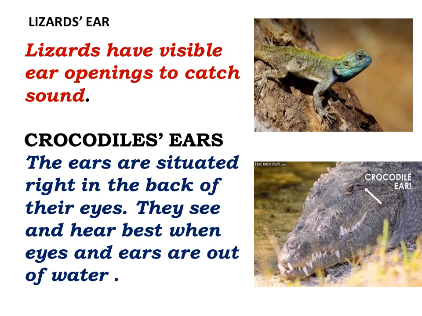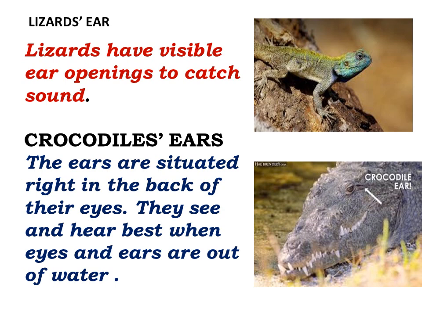Now let us learn about crocodiles' ears. The ears are situated right in the back of their eyes. They see and hear best when eyes and ears are out of water. Their bodies are mainly adapted for a life in water. Children, in this picture, it is clearly focused here, the ear of crocodile, right? That are situated right in the back of their eyes.